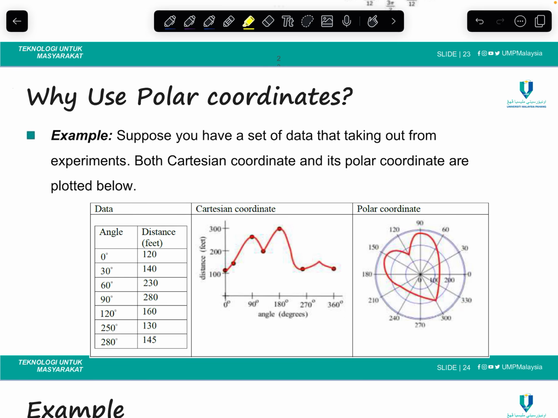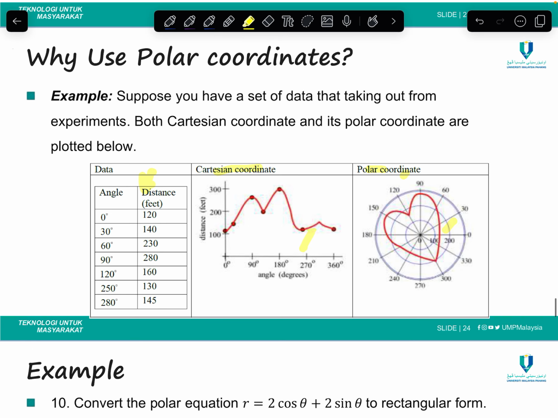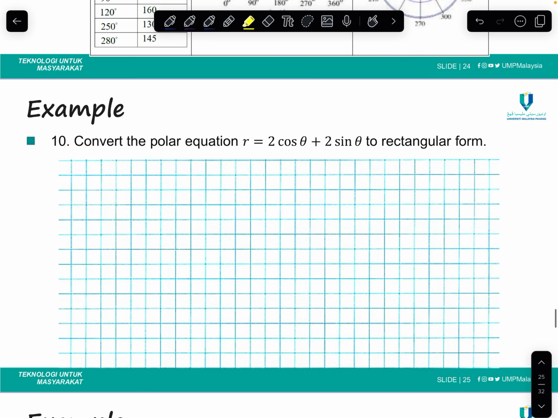Another motivation for using polar coordinates. Suppose you have a set of data taken from an experiment. Both the Cartesian coordinates and the polar coordinates are plotted below. The same set of data: in Cartesian you will get this figure, and in polar you will get this figure, a heart shape. So in polar coordinates sometimes the curve is more meaningful. Now we want to do example 10.